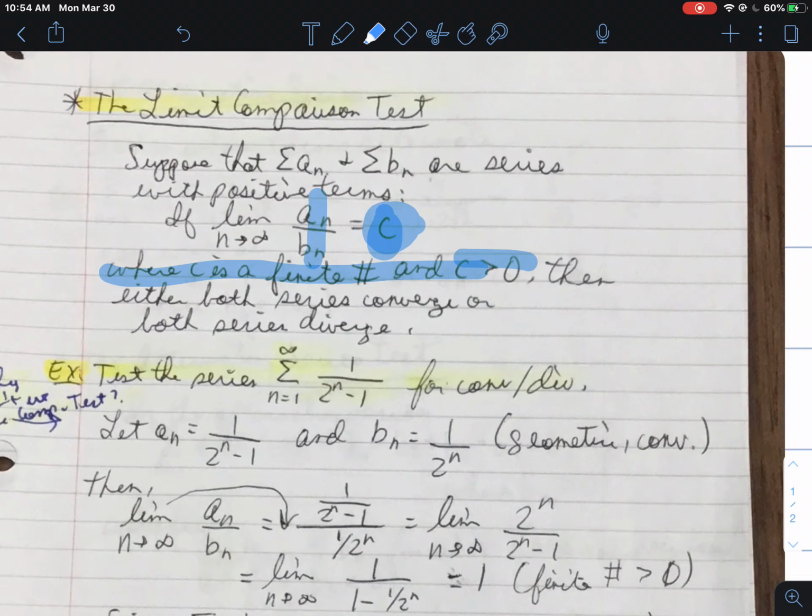And then, as usual, if you want a more in-depth explanation as far as why this limit comparison test works, you can look at this section and read the textbook. But that's the basic gist of it.